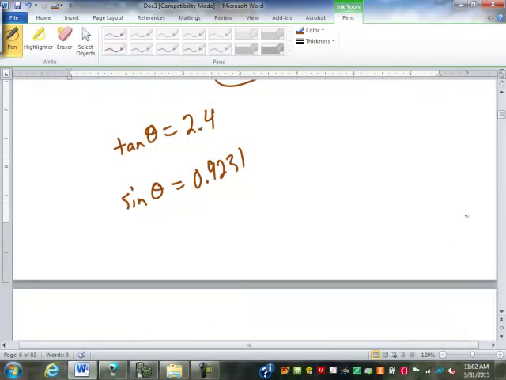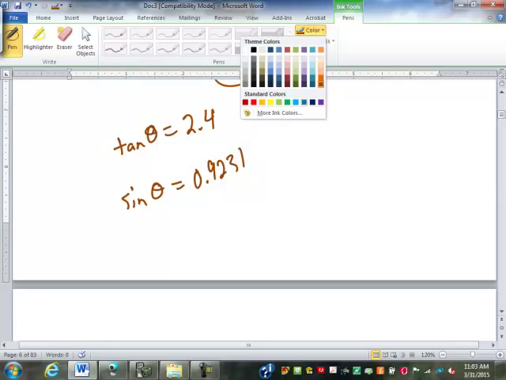For the secant and stuff, remember secant is 1 over cosine. Cosecant and cotangent, we'll do that on this example for you. So if the tangent is 2.4 and the sine is 0.9231, how would we find the cosine?